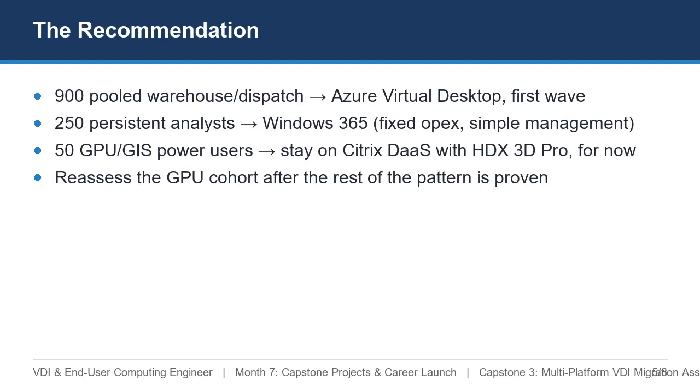The largest, most standardized population moves first, to AVD pooled multi-session, because it's the lowest risk migration and the licensing is already in place. The persistent analysts move to Windows 365 for predictable, fixed price, simple to manage personal desktops. The small, highest risk GPU cohort stays on Citrix DaaS for now, preserving proven protocol and peripheral handling, with a planned reassessment once the rest of the migration has succeeded.